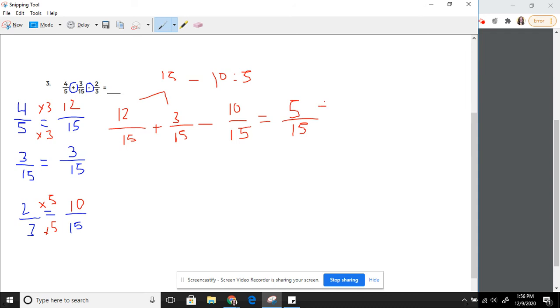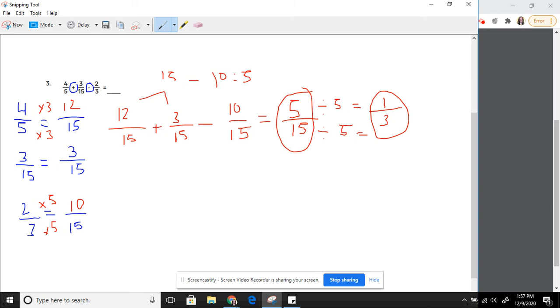And if you want to simplify these fractions, simplify just means to make smaller. I can divide both those numerator and denominator by 5 to make the fraction smaller. So 5 divided by 5 is 1. 15 divided by 5 is 3. So the final answer is 1/3.